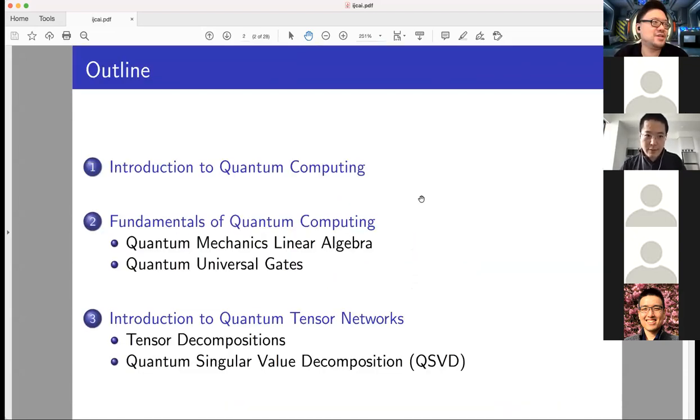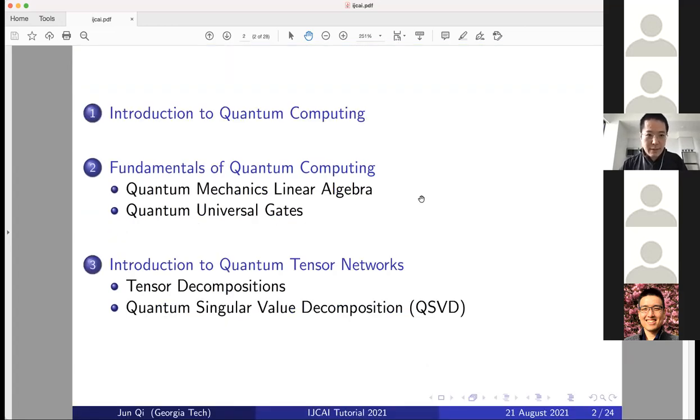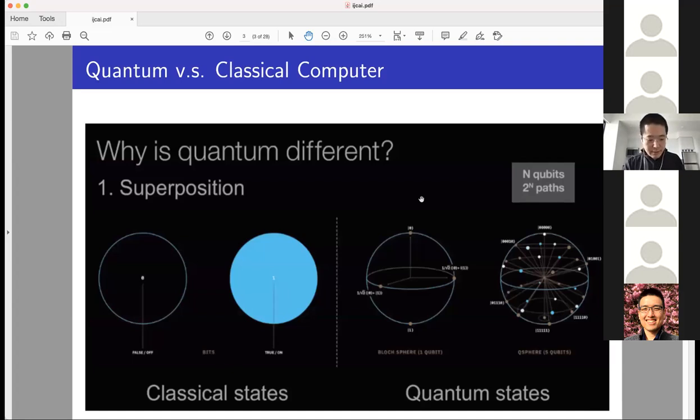So in this talk, we'll introduce the fundamentals of quantum computing. Then we show something about the quantum mechanics and the linear algebra. Then we'll show you the quantum universal case. After that, I will present some of our recent research work, an introduction to quantum tensor networks. We'll show the tensor decompositions, and then we'll give you an introduction to the quantum singular value decomposition. Okay, the first part is about the quantum computer.